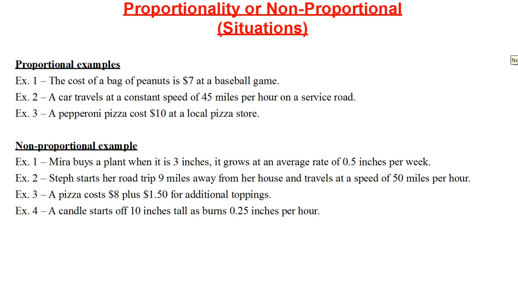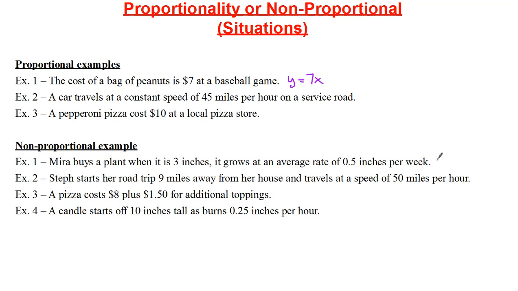So, example 1. Let's go through a proportional, then a non-proportional, proportional, then non-proportional. So, the first one, the cost of a bag of peanuts is $7 at a baseball game. I'm not adding anything, I'm not subtracting anything, so y is just equal to 7x. 7 times the amount of bags of peanuts that I get. Now, let's take a look over here.